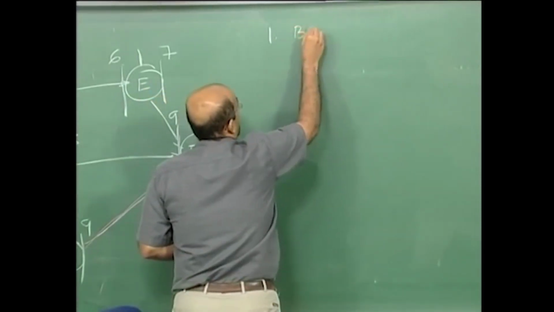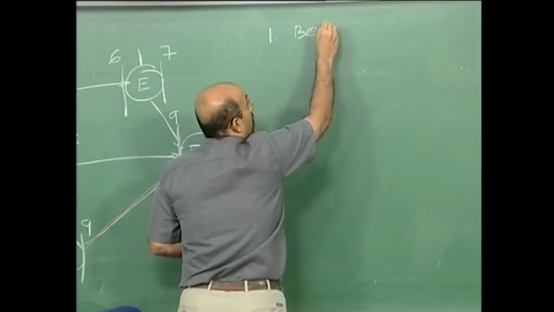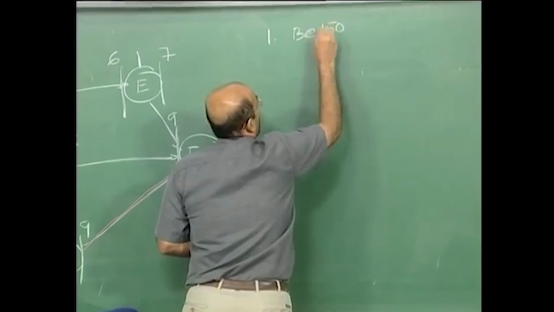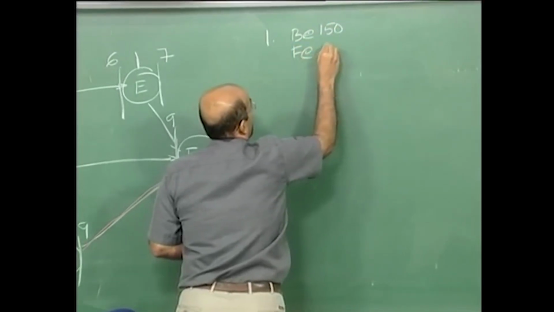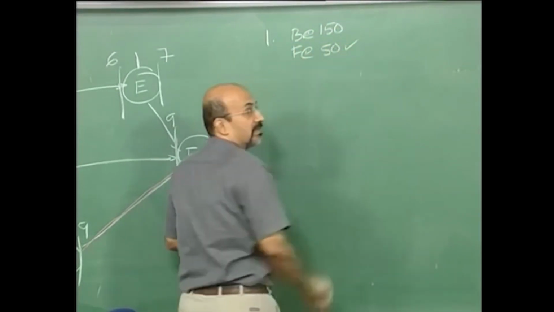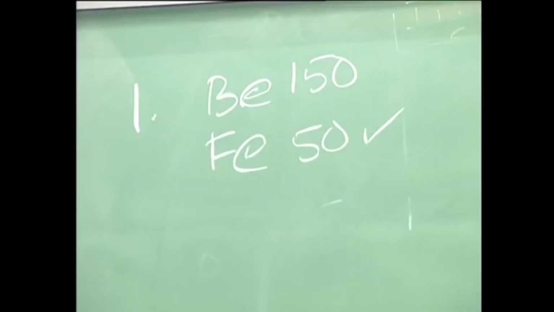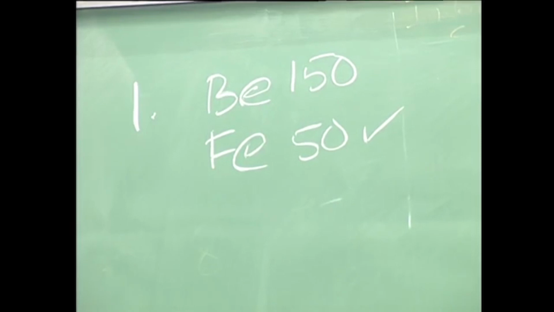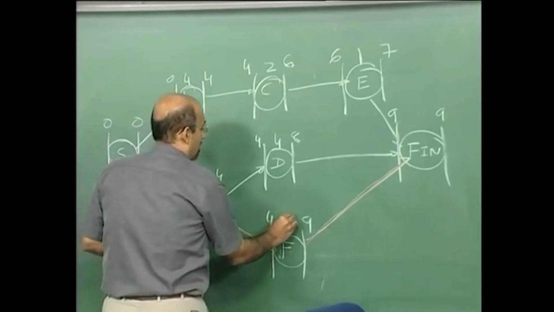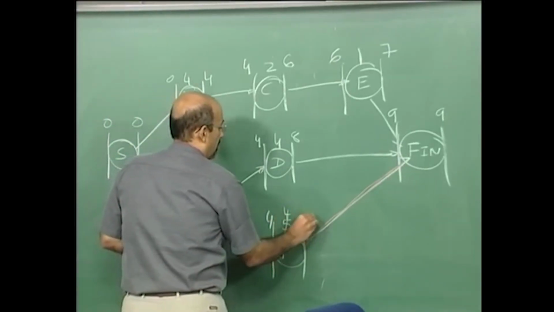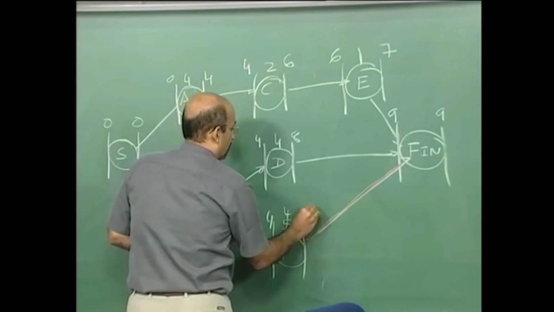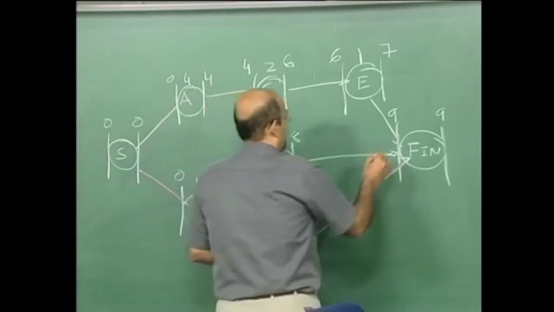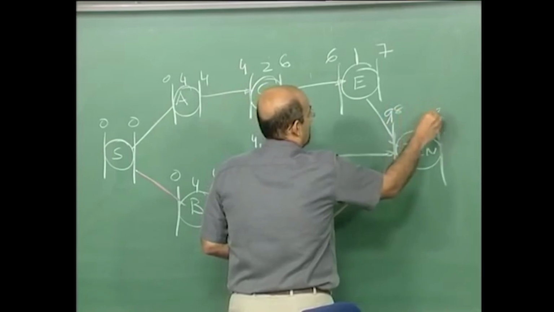B at 150 or F at 50. Obviously I will choose F at 50. Okay, and how much can F go? All the way from 5 to 2. Okay, let's just decrease it. We'll take it stepwise again. 5 to 4, 4 to 8, goes to 8.